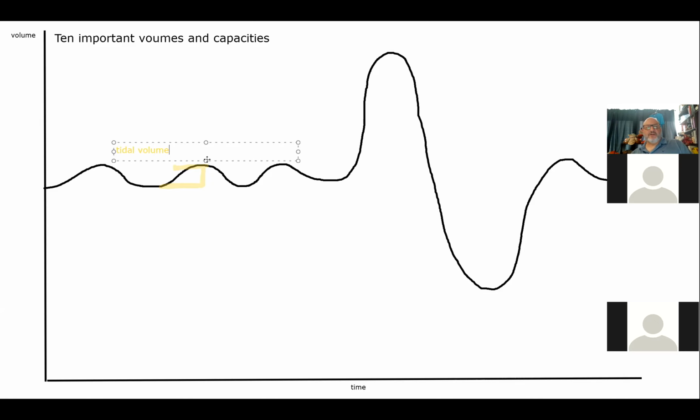The tidal volume is the amount of air you breathe in and out during a normal resting breath.